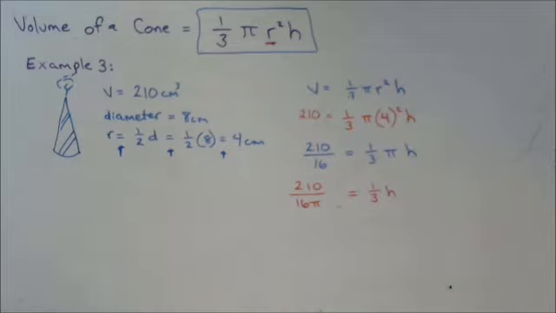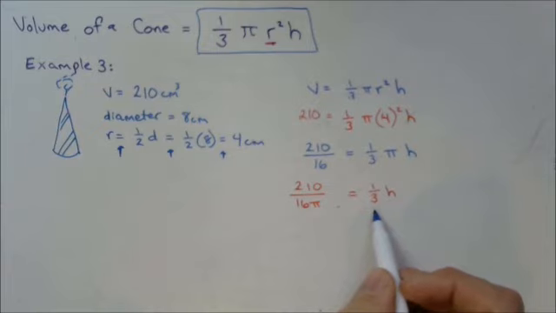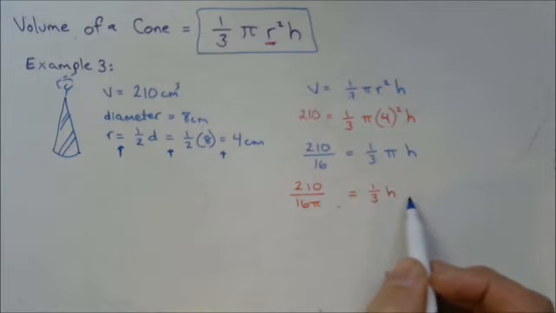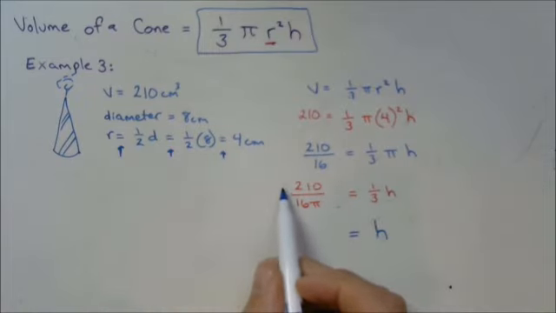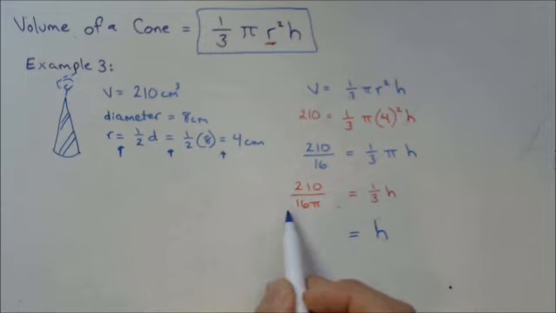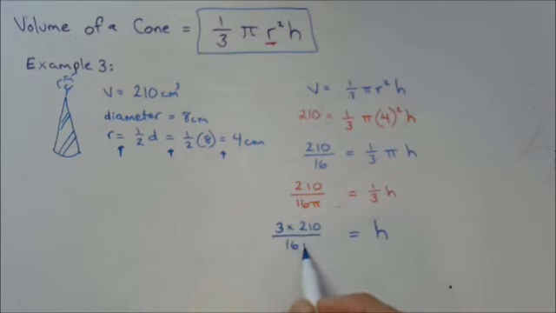Now my last step, I see that h is being multiplied by 1/3. That's the same as dividing by 3. So I have h divided by 3. How do I undo that? Well, I multiply by 3. So I multiply both sides by 3. On this right side, I end up with just h. And on the left side, if you're multiplying by a number, it just goes up in the numerator. If I were dividing by a number, it would go in the denominator, just like in the first two steps when I divided by 16 and I divided by pi. This time I'm multiplying by 3, so I'm going to end up with 3 times 210 over 16 pi.